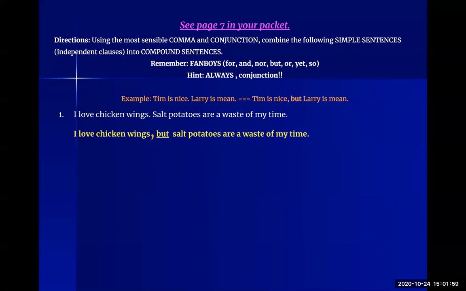You are rewriting these sentences. Write them out on your paper so you get in the habit of making that comma and conjunction in that order. It's always in that order. Hint.